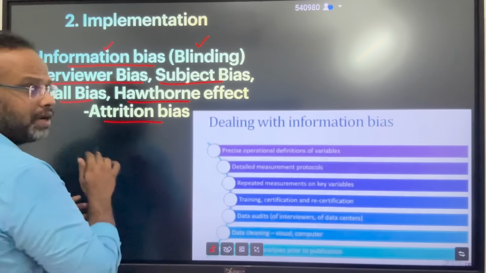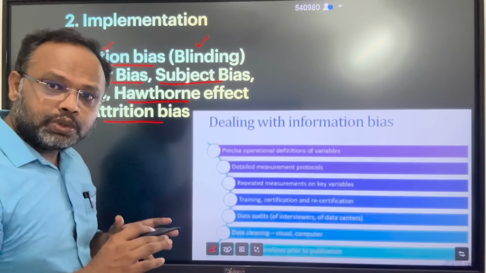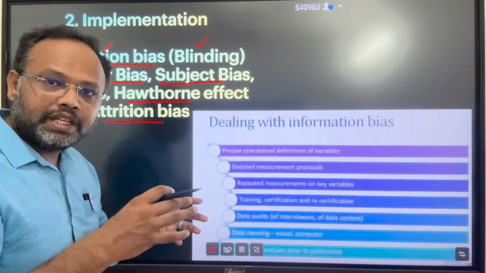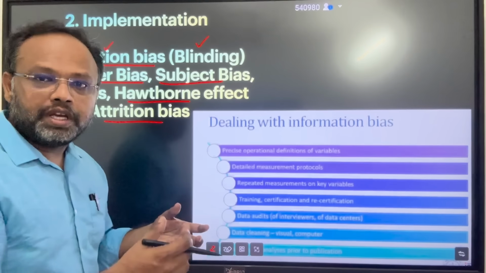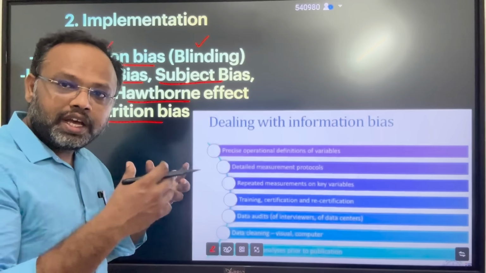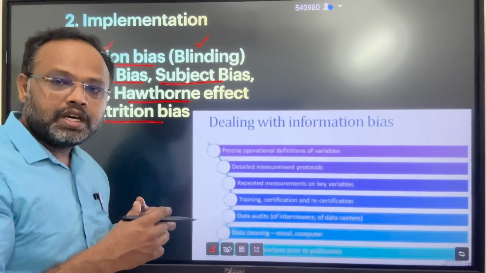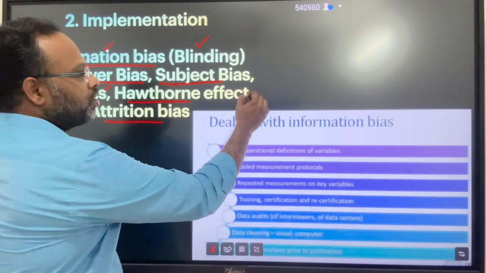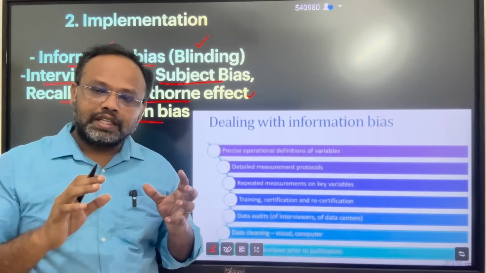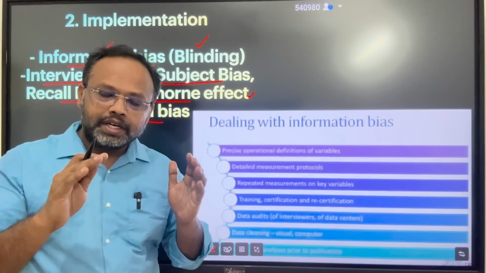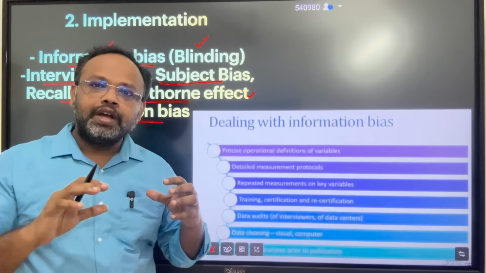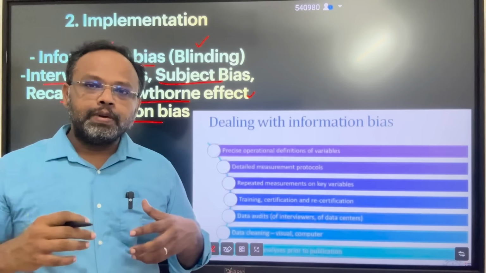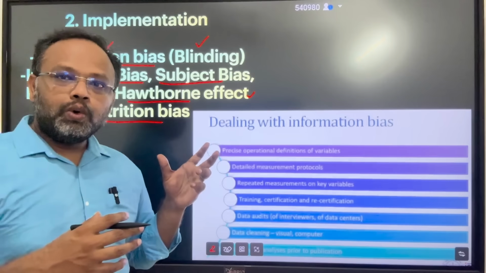Then we have recall bias or memory bias. People who have suffered from the disease tend to remember past events or think about the events which happened before, so they try to give more information compared to the non-diseased. That happens with recall bias. Then we have the Hawthorne effect. When people are monitored or under surveillance, they behave differently, most commonly in a better way. The results will be better compared to people who are not observed.